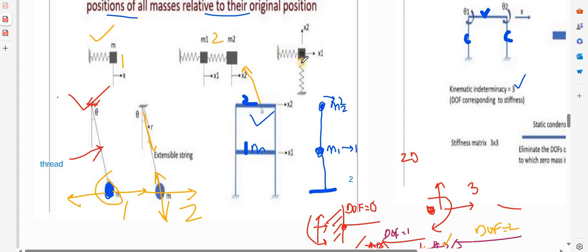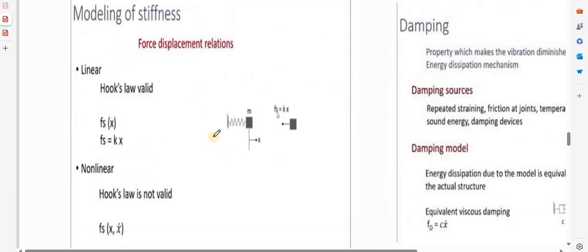Now again another system you can see here. Here a mass is held horizontally and vertically, so it can move in 2 directions. Here you understand that only one mass is there, but it can move in 2 directions. So the degree of freedom is 2. In the first 2 modules, our discussion will be mainly on systems having only 1 degree of freedom. So that is the degree of freedom.